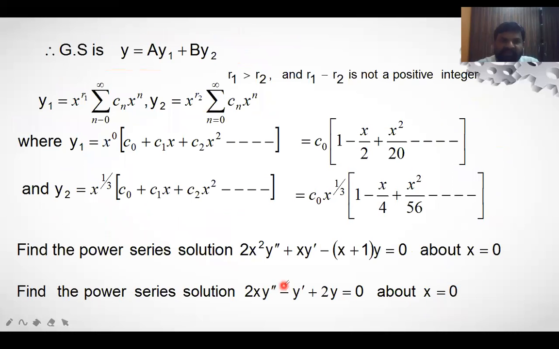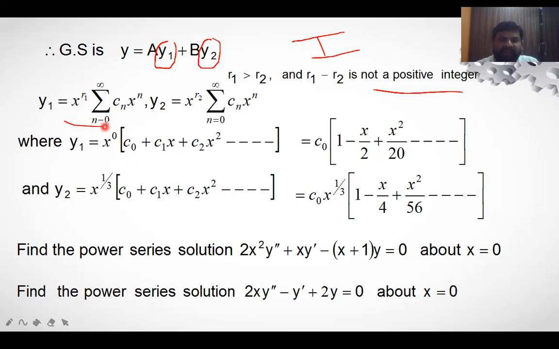So the final solution is y equal to a y1 plus b y2. So how to find out this y1 and y2? If the difference between r1 and r2 is not a positive integer, the solution is y1 equal to x raised to r1 into summation n equal to 0 to infinity cn x raised to n, and y2 equal to x raised to r2 into summation n equal to 0 to infinity cn x raised to n. So this is the first condition. Whenever the difference between these two indicial roots is not a positive integer, you can write down the solution y1 equal to this and y2 equal to this.